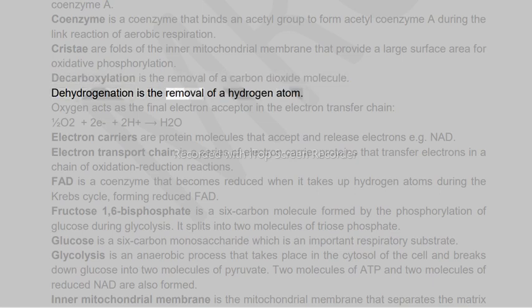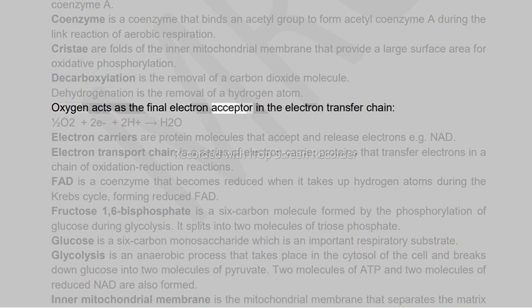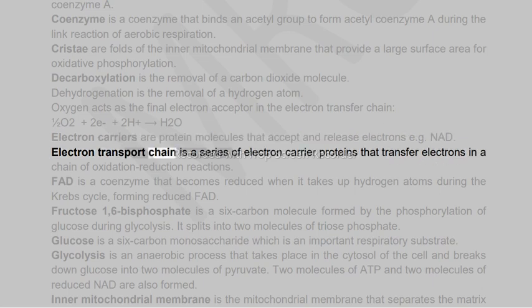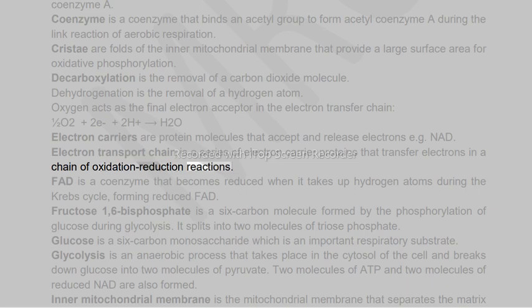Dehydrogenation is the removal of a hydrogen atom. Oxygen acts as the final electron acceptor in the electron transport chain: 1/2 O2 plus 2e- plus 2H+ gives H2O. Electron carriers are protein molecules that accept and release electrons, e.g. NAD. Electron transport chain is a series of electron carrier proteins that transfer electrons in a chain of reduction reactions.